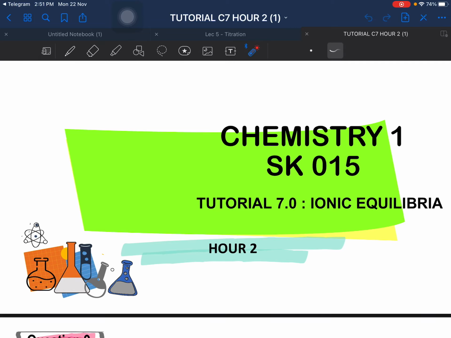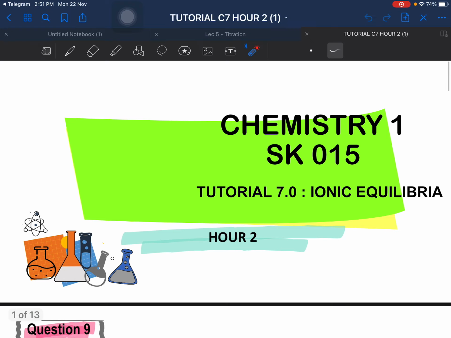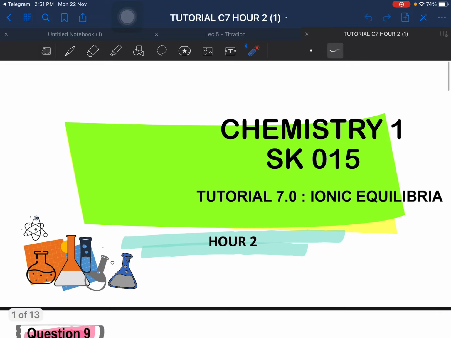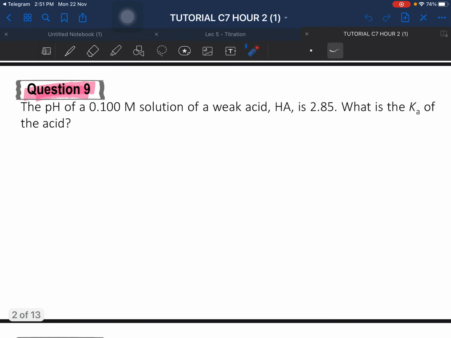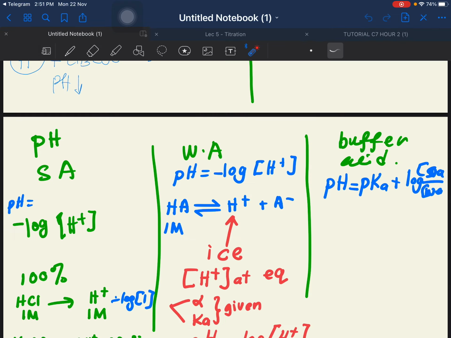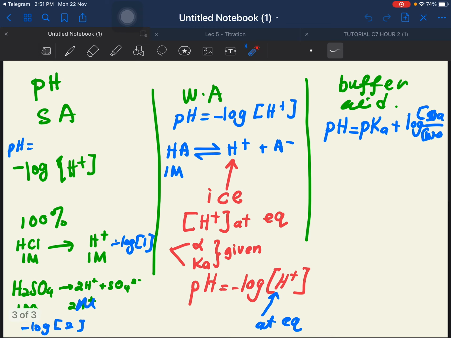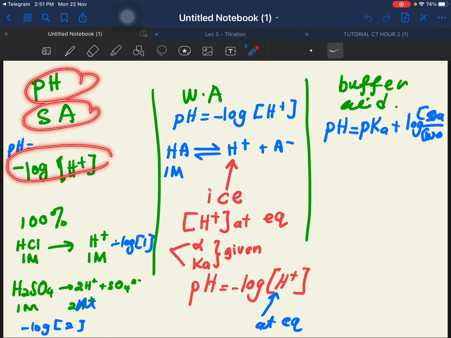So, saya nak teruskan kepada soalan tutorial hour 2. So, basically, the question for hour 2 is regarding finding pH for the weak acid. Okay, so for weak acid, we need to know that we have a condition. We are finding the pH for the strong acid by using the formula pH is negative log concentration of H+.